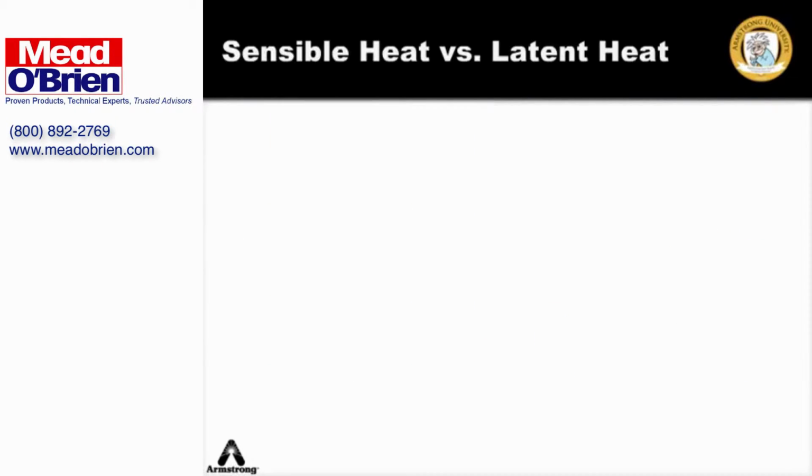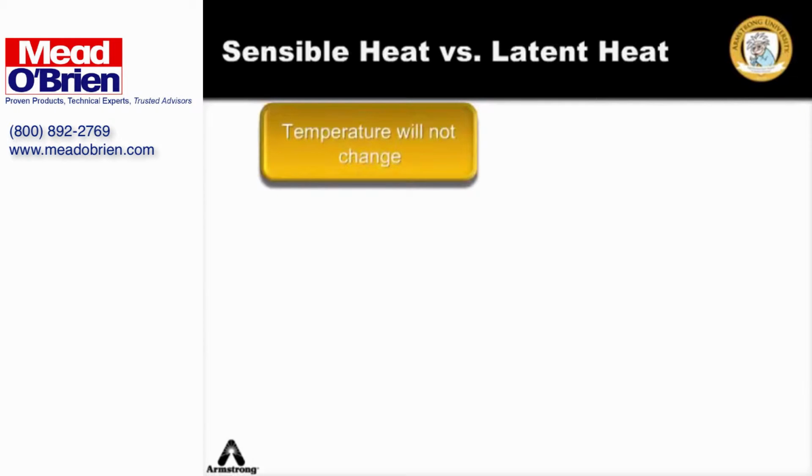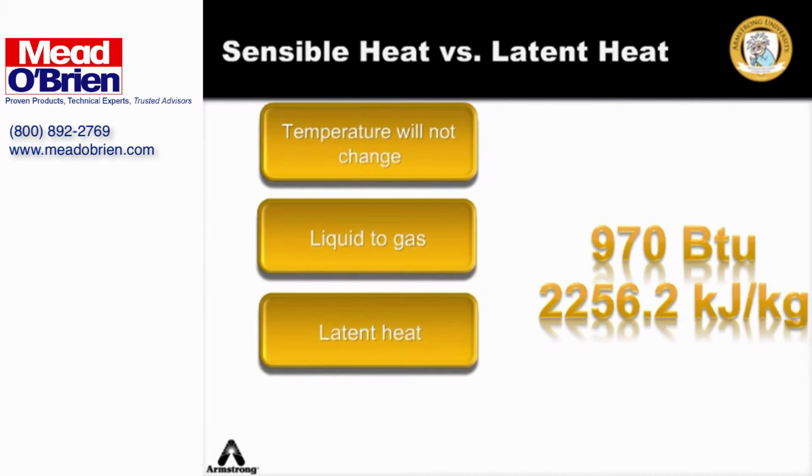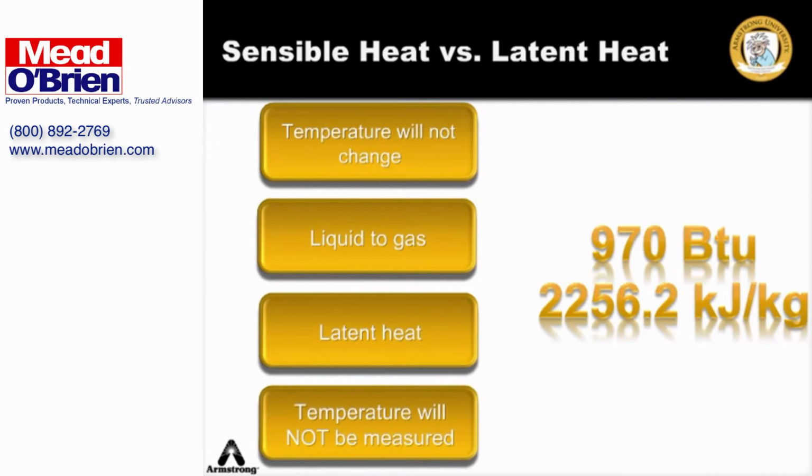Adding more heat to water has no effect on temperature. Instead, it causes the water to change state, or vaporize, from a liquid to a gas. About 970 BTU of additional heat is required to vaporize 1 pound of water into 1 pound of steam. This is called latent heat because it cannot be measured by a thermometer.